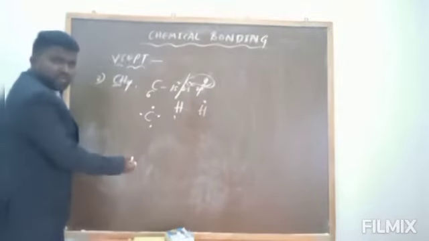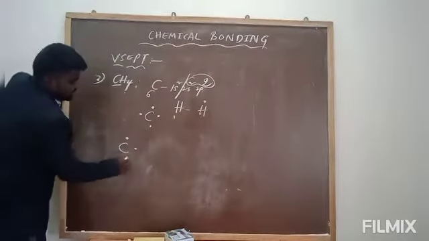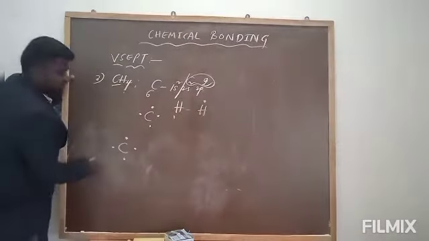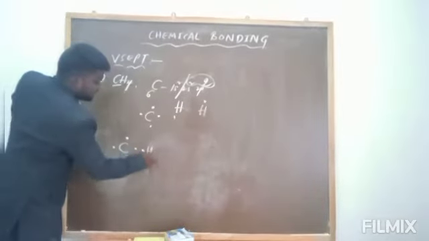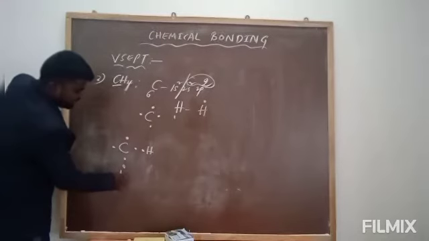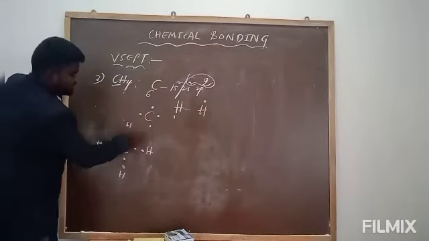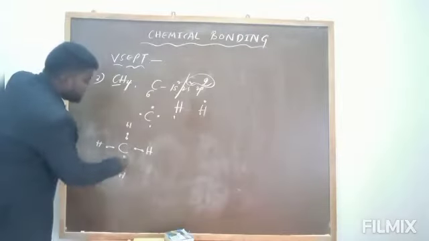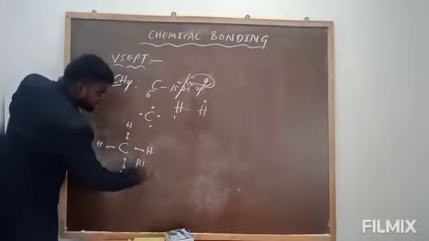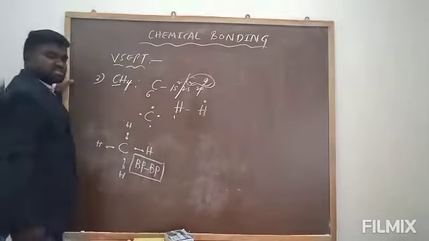Now if you arrange the molecule, carbon contains 4 dots around it. Hydrogen has only 1 dot. So here the first hydrogen bonding electron, second hydrogen bonding electron, third hydrogen bonding electron, fourth hydrogen bonding electron. Here also the same thing. Which type of repulsions are present here? Bond pair repulsions are there.